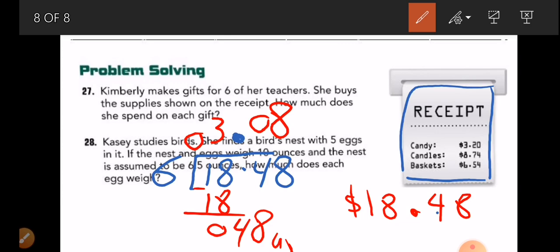So $3.08 she spent on for each gift. So $3.08 for each gift. Is it clear?